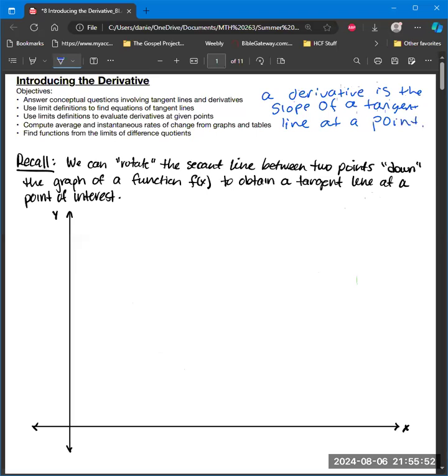And let's take a look at this. We already had a supplemental video about this that is in the YouTube playlist. When we talked about limits, we talked about this idea of rotating the secant line between 2 points down the graph of the function f of x to obtain a tangent line at a point of interest. But let's go ahead and do a rough sketch here of a function f of x that's curved.